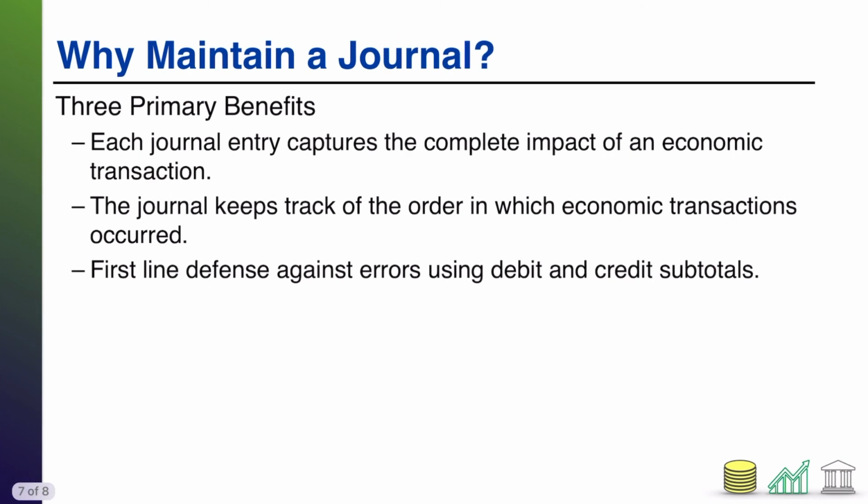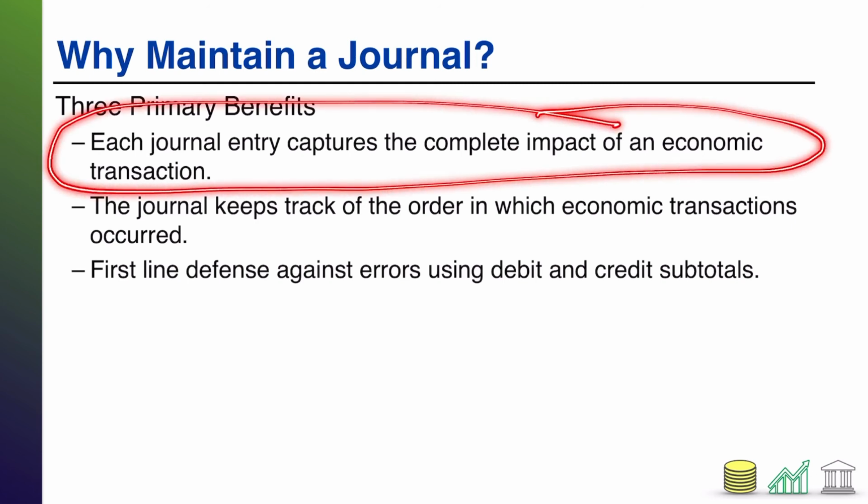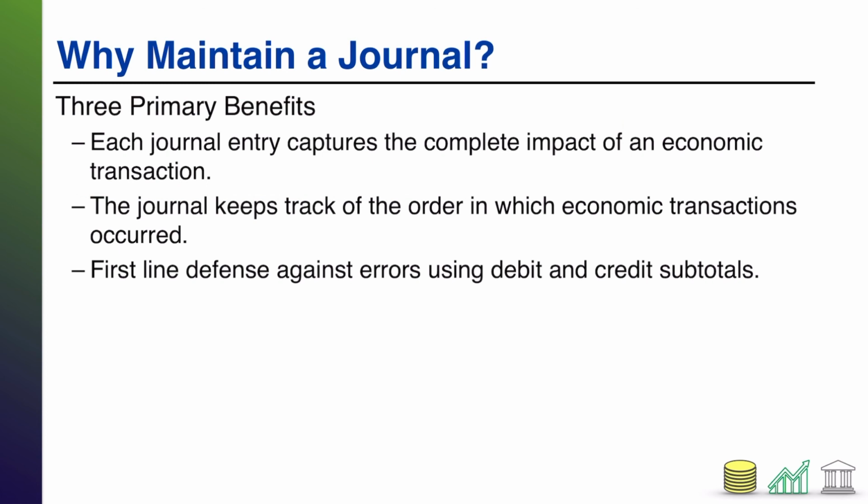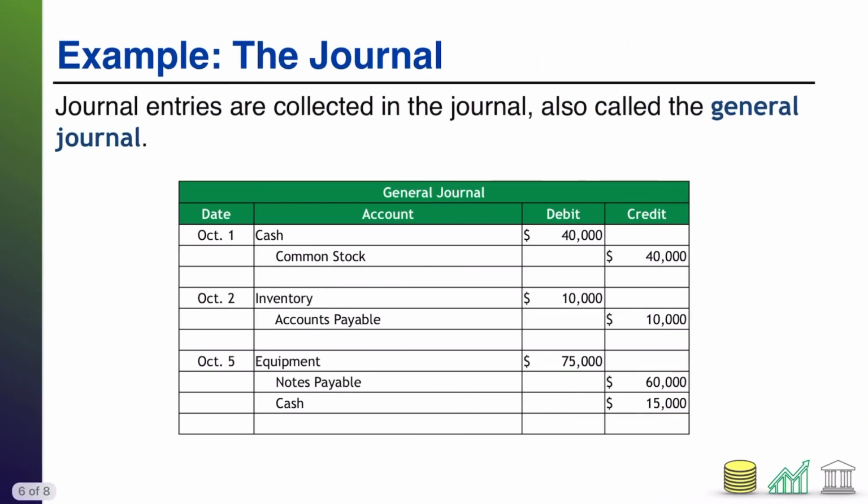All right, so what are the benefits to doing this? Why do we maintain a journal? Why do we take our economic activity, convert it into accounting terms, and put it in this chronological list? Well, there's a few different reasons. One, the journal entry itself captures the complete impact of an economic transaction. Now, what do I mean by that? Well, let's take a look.